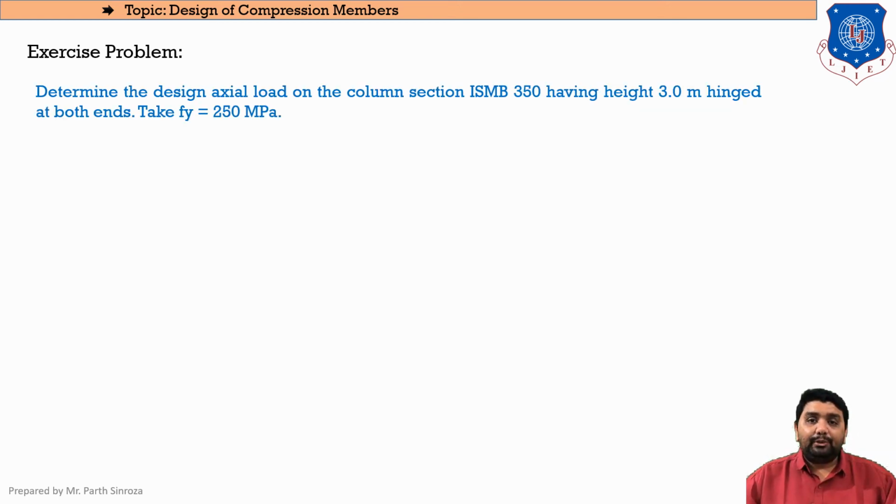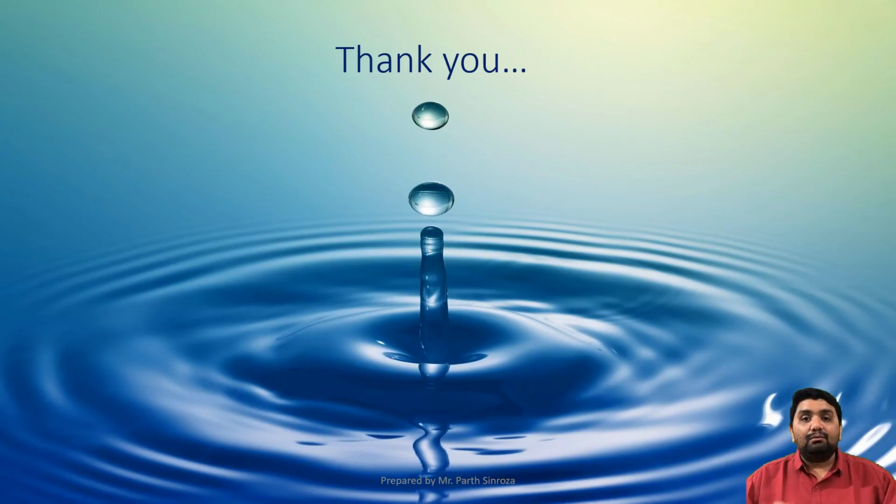So this will be our today's exercise problem. Solve it. As you can see in the question bank, column sections are asked in a greater amount than struts. So it will be beneficial from your examination point of view, and we'll be seeing some more sections in the next lecture. Thank you.